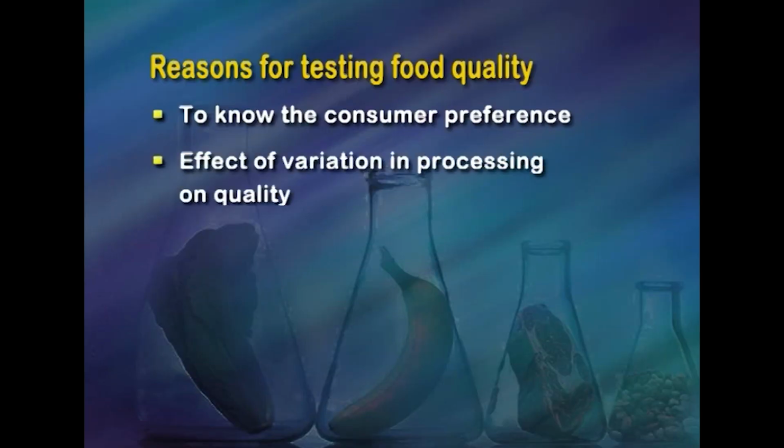Consumer preference panels may consist of several hundred persons and the products are tested under ordinary conditions of use. The results are considered to represent the taste of the significant part of the population, and are used to predict market outlook for a product. Effect of variation in processing on quality.